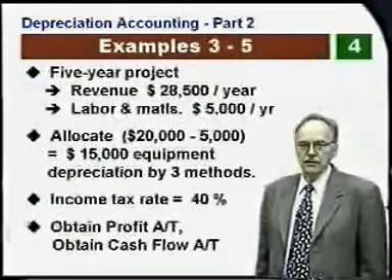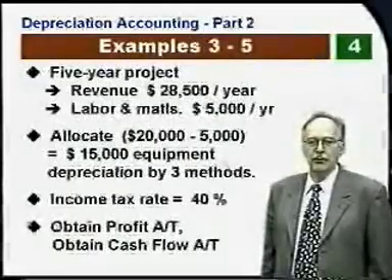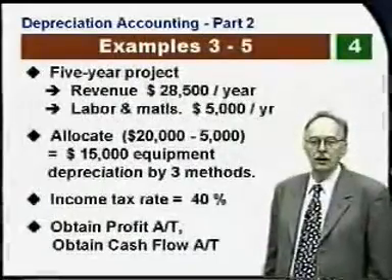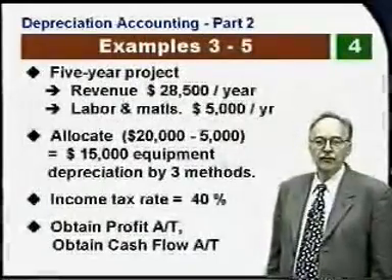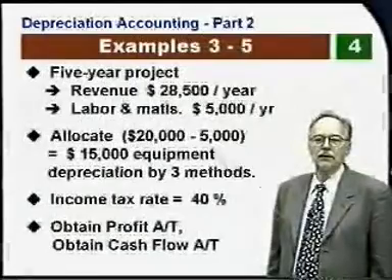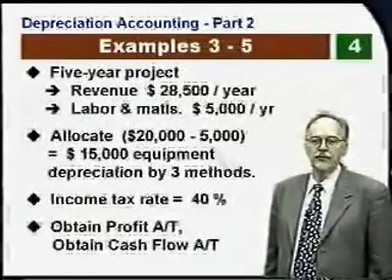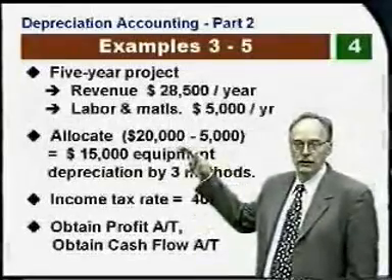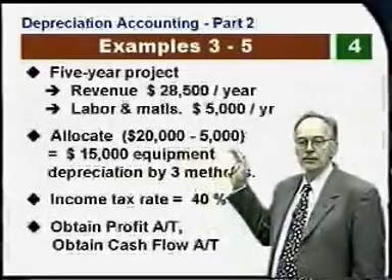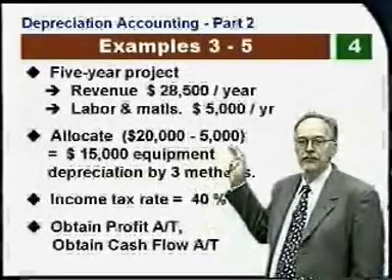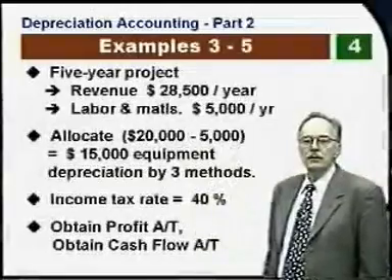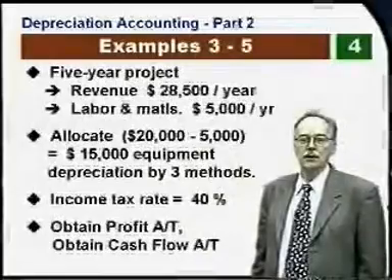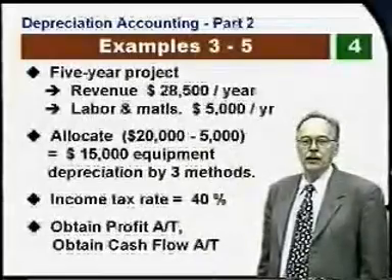In this series of examples, 3 through 5, we will examine a 5-year project with revenues anticipated to be $28,500 per year. Labor and materials are estimated to be $5,000, and we're going to allocate $15,000 loss in value of equipment. We're going to assume the company buys equipment for $20,000 at the beginning of the project and then sells it for $5,000 at the end of 5 years. The income tax rate is 40%. That may be a combination of federal, state, and local taxes. So that's our marginal tax rate.